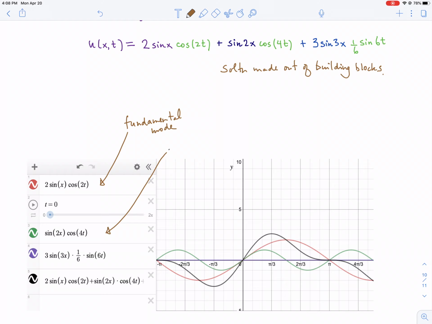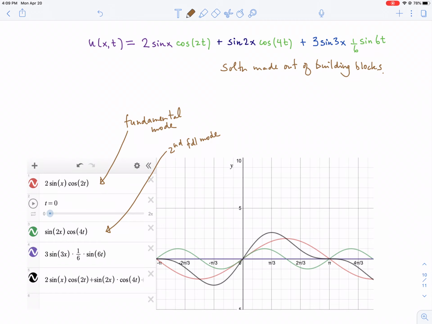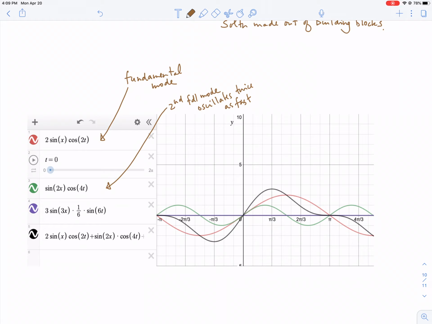The next one is the second fundamental mode. That's the green one. It is oscillating twice as fast with an angular velocity of 4 radians per second instead of 2. If this was a stringed instrument, the sound of the second mode would be 1 octave up from the fundamental mode. The next one is the third fundamental mode. Might have something to do with fifths in music.